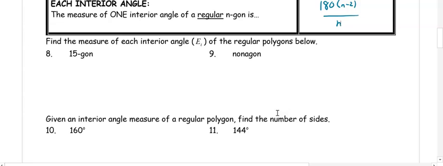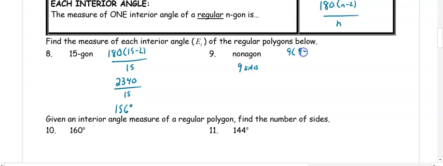So if we have a 15-gon, we have 180 times (15 minus 2) divided by 15. So that gets us 2,340 divided by 15 angles. So each angle is 156 degrees. In a nonagon, that is 9 sides. We have 180 times (n minus 2) divided by 9. So that gets us 1,260 divided by 9, 140 degrees.